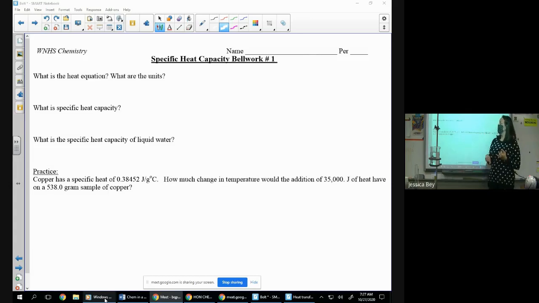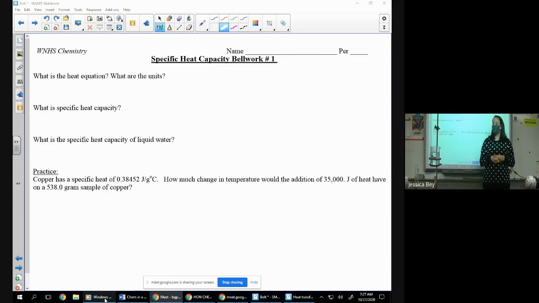So we're going over: what is the heat equation, and what are the units for each variable. You have that in your notes if you want to get that out. What is specific heat capacity? What is the specific heat capacity of liquid water? I have one Q equals MC delta T problem for you. Make sure you can do it. And then there's one more question that asks you about hot showers.